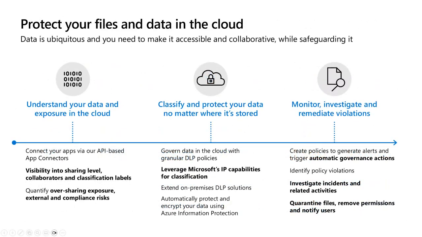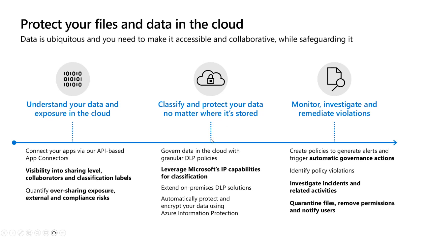So these are the three phases for protecting information in Defender for Cloud Apps. And it might look familiar to you from what you've seen in Steve's presentation. The first step is understanding where your sensitive information is and what your exposure is. One of the things that I really like about Defender for Cloud Apps is that you can get visibility on how files are being shared and the collaborators on those files. You can see what's being overshared as well.